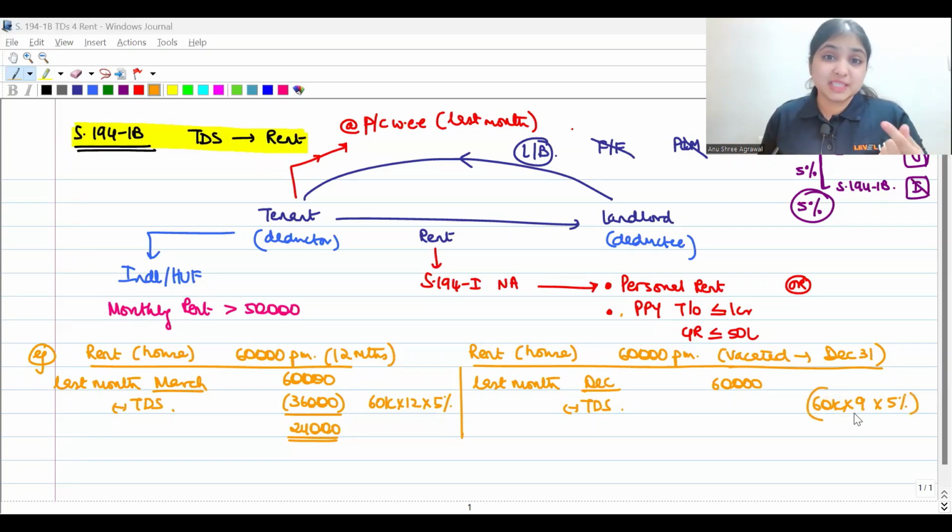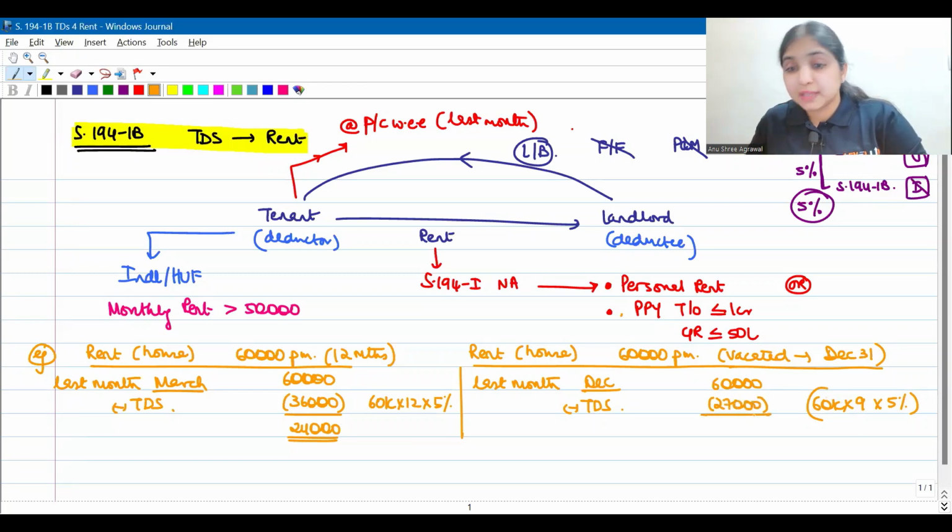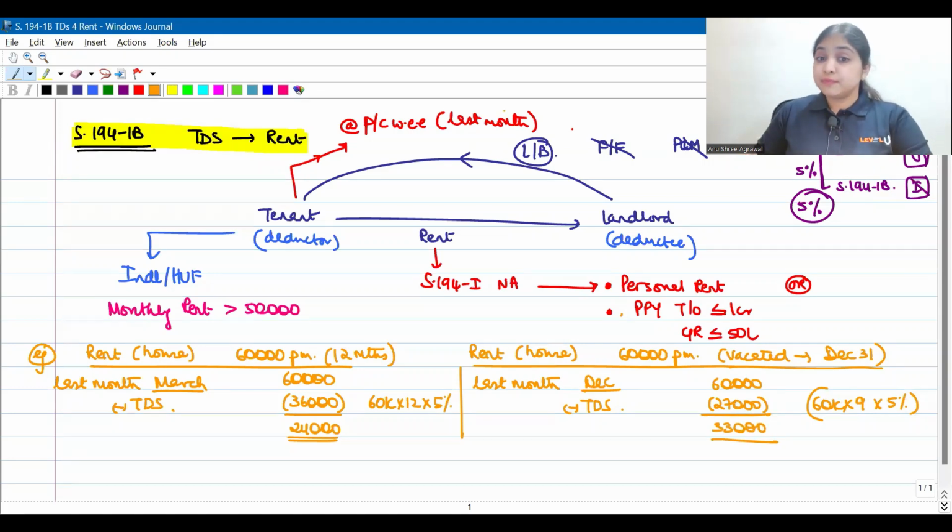So for the entire 9 months period, by deducting tax only in the last month, only in the month of December, this is going to be around 27,000. So in the month of December, we will actually end up paying the tenant only 33,000 of rent. Understanding? So now you know the significance of this last month concept.